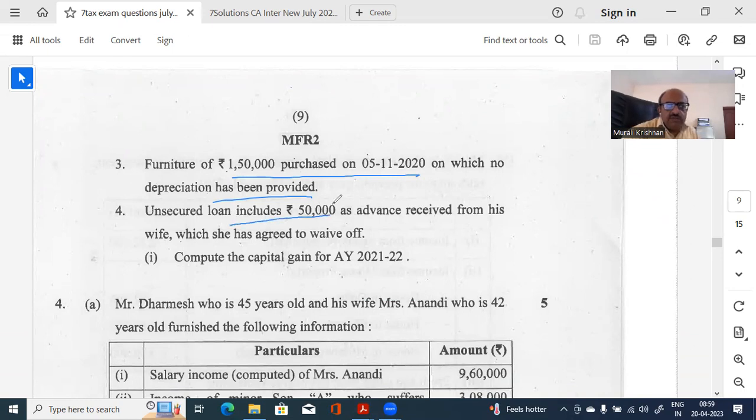Unsecured loan, 50,000 as advance receipt is written off. So unsecured loan includes this. So you should not consider this as your liability because it's already written off. Compute capital gain. So all these adjustments have to be considered. Wherever depreciation is not done, we have to reduce it. So how do we do it? Let us look at the solution.